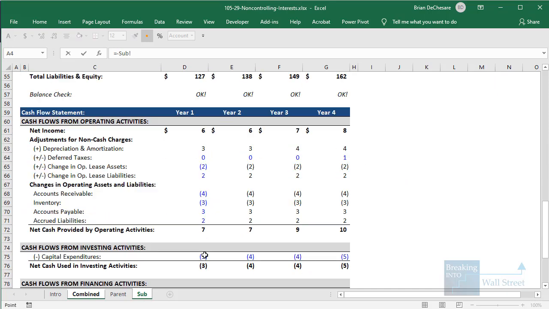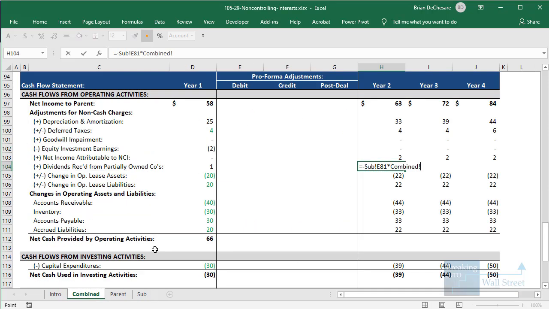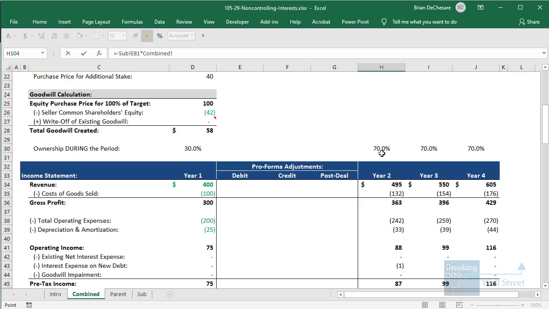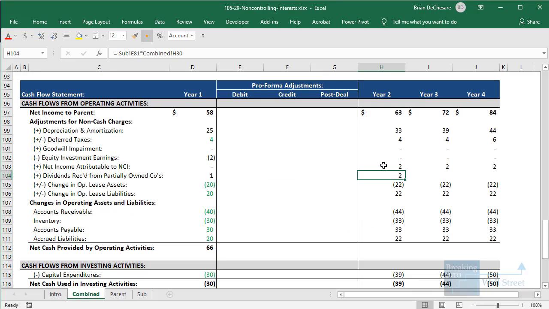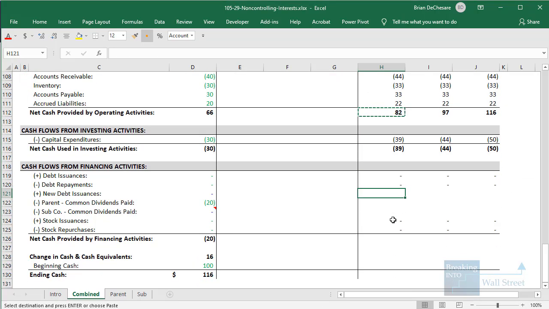Let's go over to Subco and go to their dividends down here in cell E81. We'll flip the sign on this, so this is positive to us, the parent company. And then we'll go up and multiply by the ownership percentage up here in this period, the 70% in cell H30. And we don't need the combined part there, so I'll just delete that and copy this across. Let's now sum up all of these. We have that. We already have cash flow from investing.